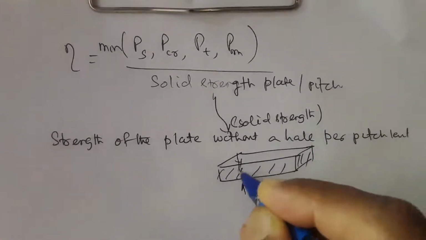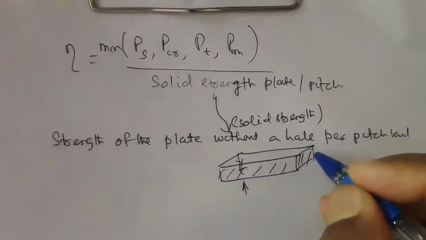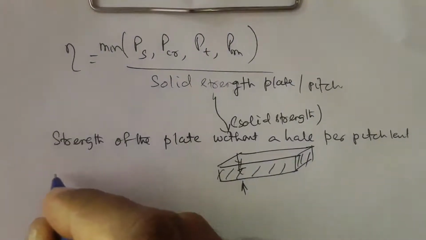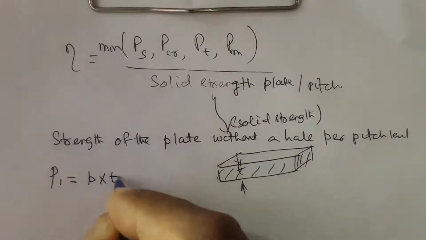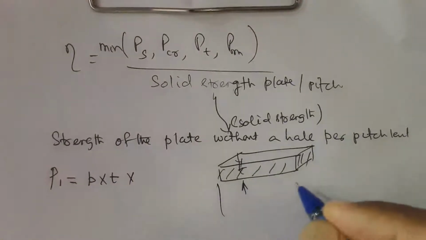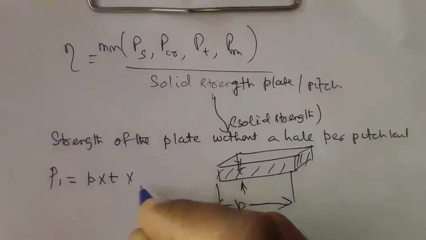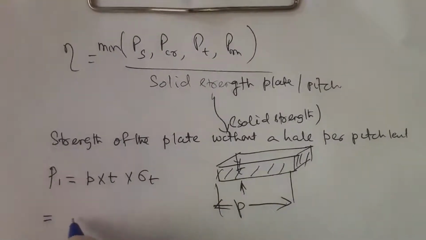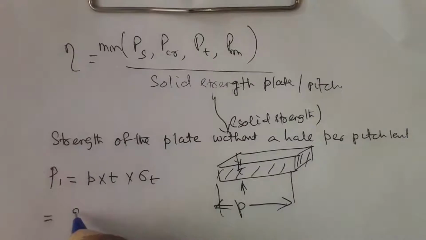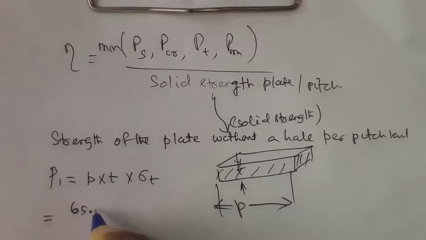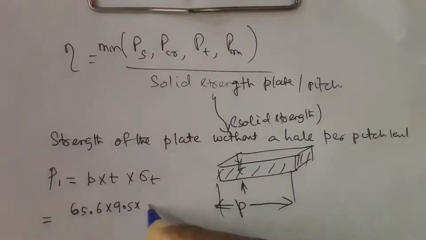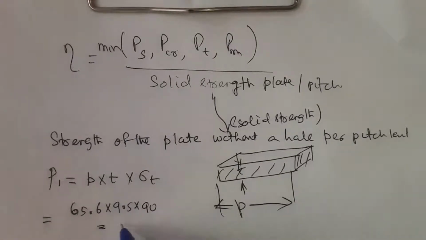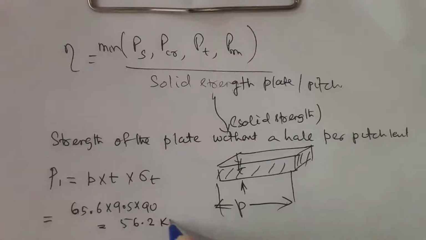This is the thickness and this is the area of the cross section. So P1 is equal to the pitch into the thickness into sigma T. In this case, pitch we have coming out to be 65.6, thickness is 9.5 into sigma T is 90, so it is coming 56.2 kilonewton.